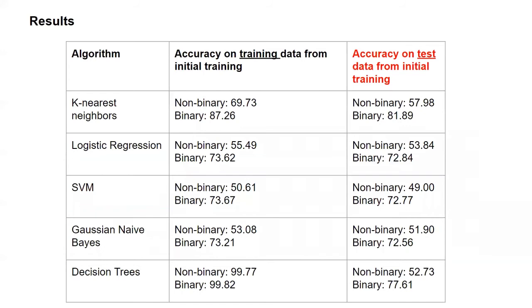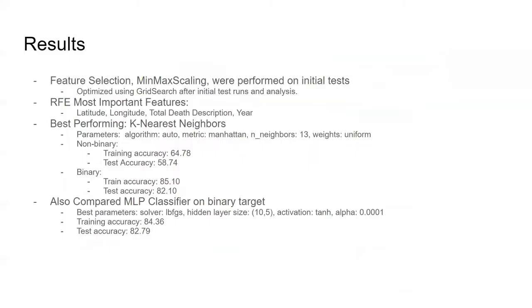So after we performed recursive feature elimination and min-max scaling, we can see clearly that k-nearest neighbors provides the best accuracy on the test data out of all algorithms. Decision trees performed very well in the training data, but poorly on the test accuracy due to severe overfitting. Based off these results, we decided to train and optimize our models with the k-nearest neighbors algorithm. After the RFE, latitude, longitude, total death description, and year were found to be the four most important features.